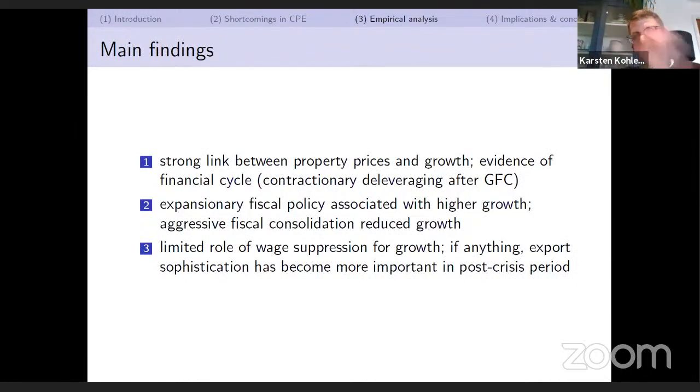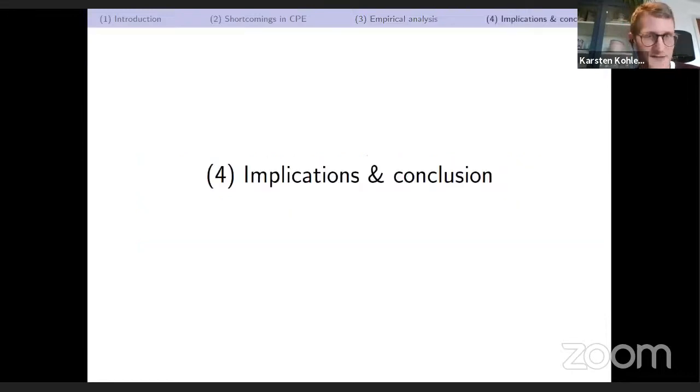Overall, we find a strong link between property prices and growth, and we also find evidence of this financial cycle, which took the form of contractionary deleveraging after the global financial crisis. Secondly, we find that expansionary fiscal policy is associated with higher growth, and that aggressive fiscal consolidation after the crisis reduced growth. Finally, we only find limited evidence for wage suppression as a source of growth. And if anything, there's some evidence that export sophistication may have become more important as a driver of growth in the post-crisis period.